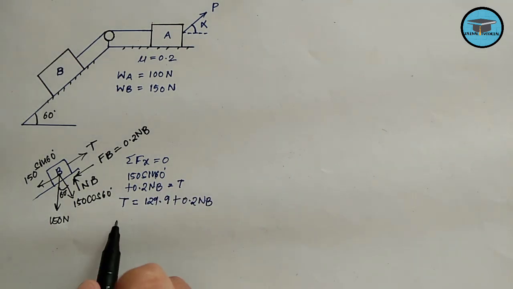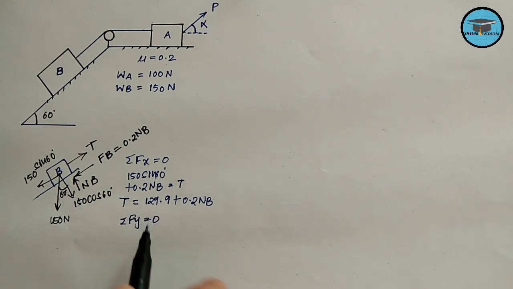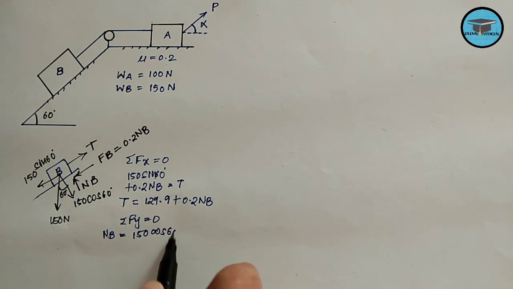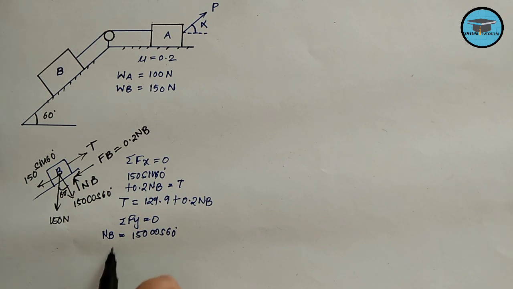Similarly, applying the other equilibrium condition, sigma Fy equals 0, we get NB equals 150 cos 60 degrees. So the value of NB comes out to be 75 Newton. Now putting this value of NB in the equation, we get T as 129.9 plus 0.2 times 75. So the value of T comes out to be 144.9 Newton.